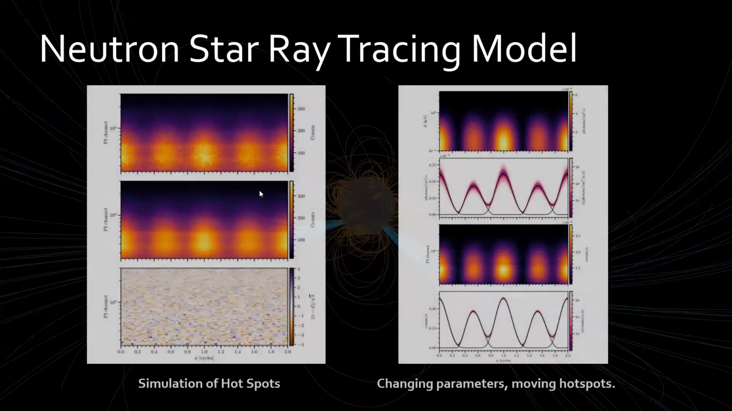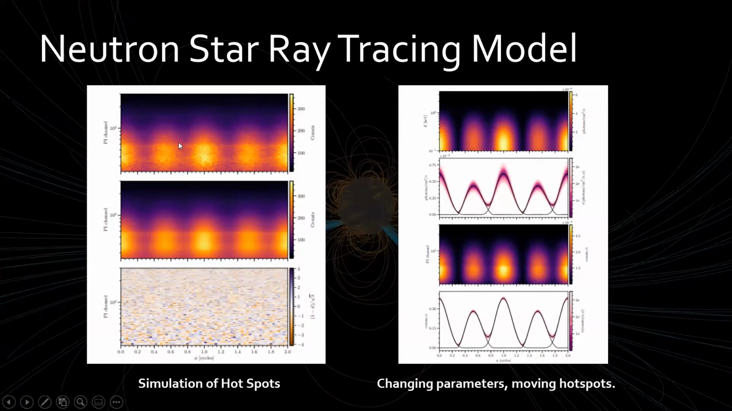Then they simulated that system and explored the profile that was produced. This is the left image over here. After they simulated everything, they moved the hotspots around and changed parameters such as the radius, the surface temperature, and so on, until it began to converge to something that matched what they had seen, as you can see in the image on the right. For them, this took about 500,000 hours on a supercomputer to render.